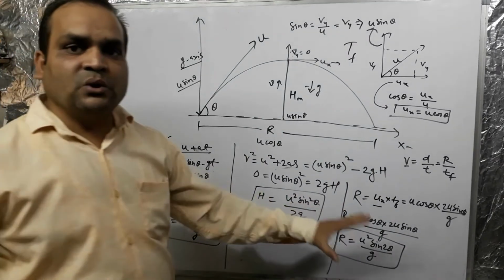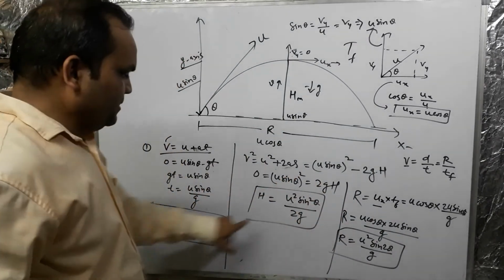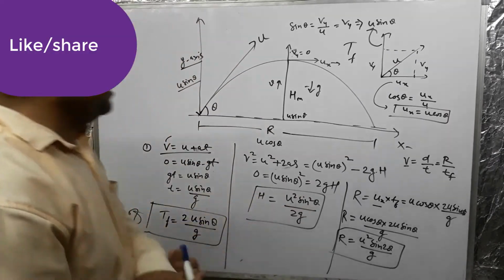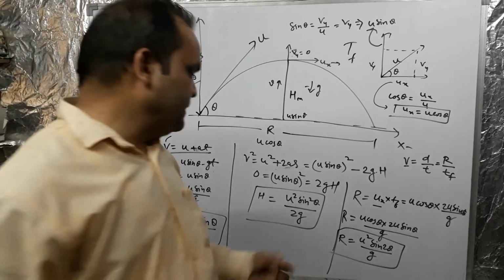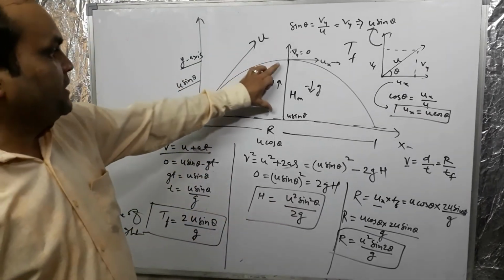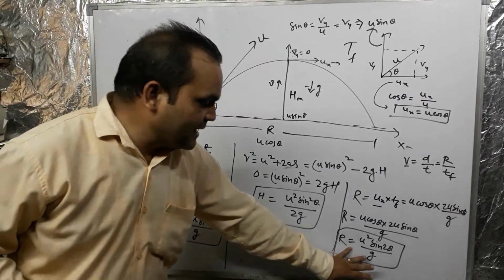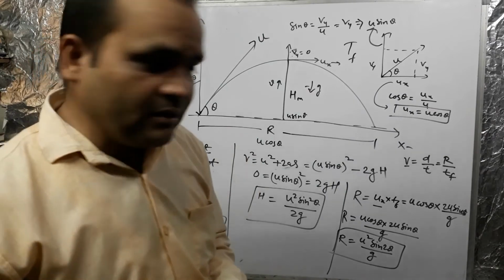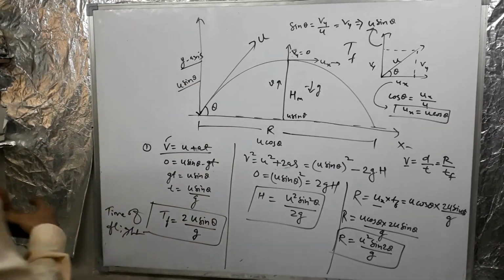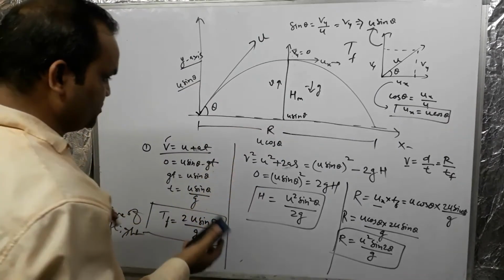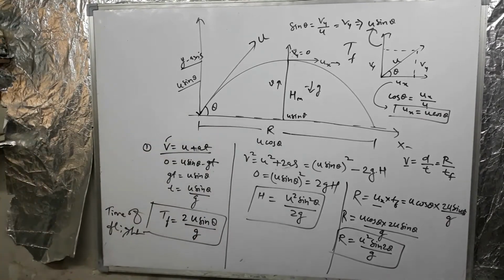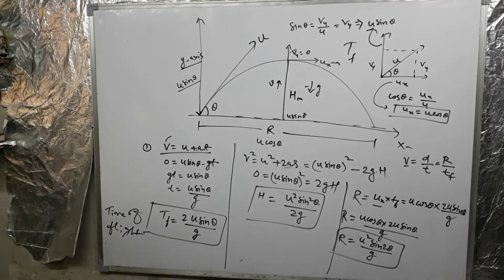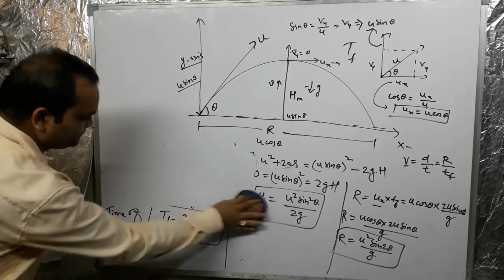So you have already got three parameters: time of flight, maximum height, and range. If sin theta is 1, it means theta is 90 degrees, then you get the maximum height. So we have calculated three parameters already. Now I am going to explain the next part. Just pause and copy, or take a screenshot. Okay, I am erasing it.